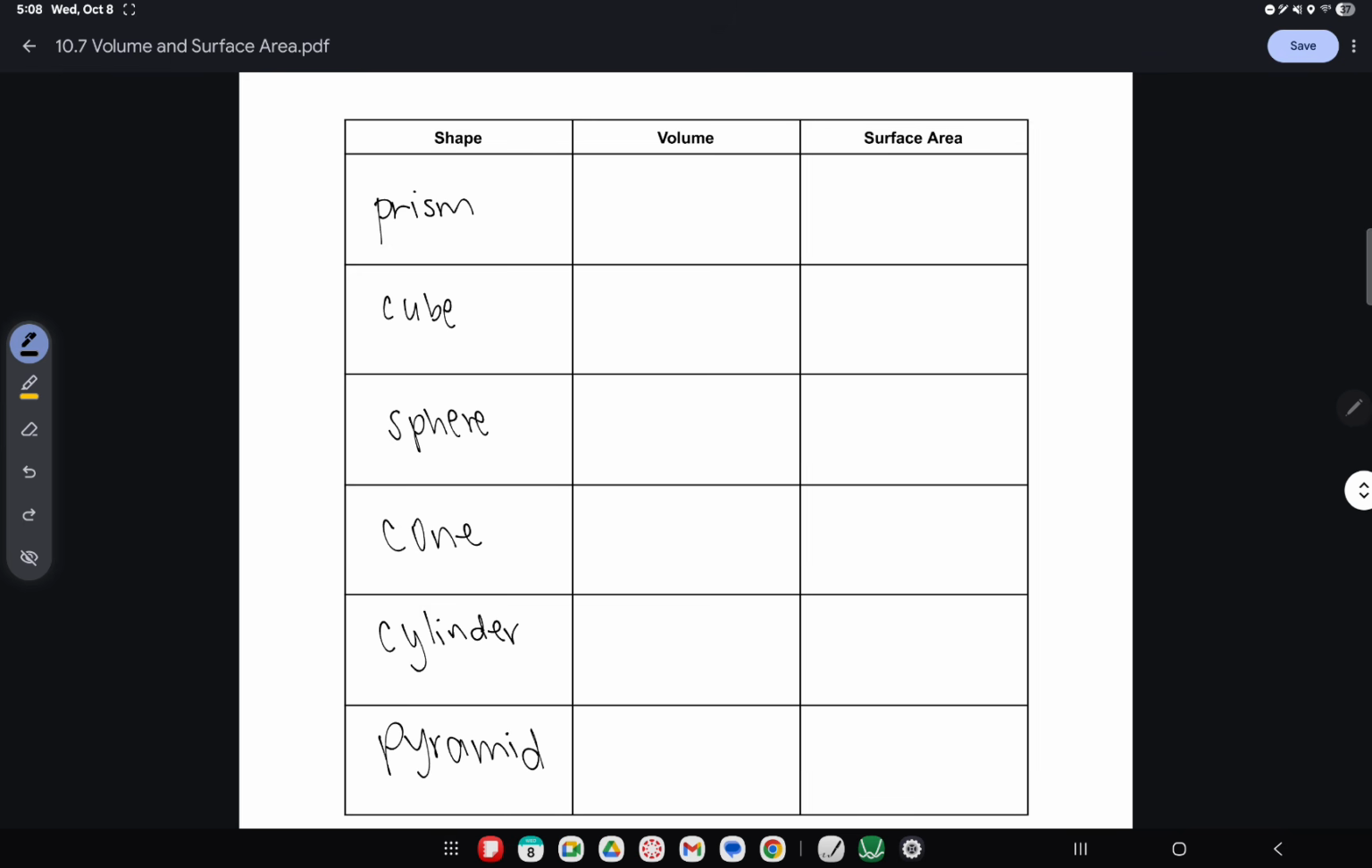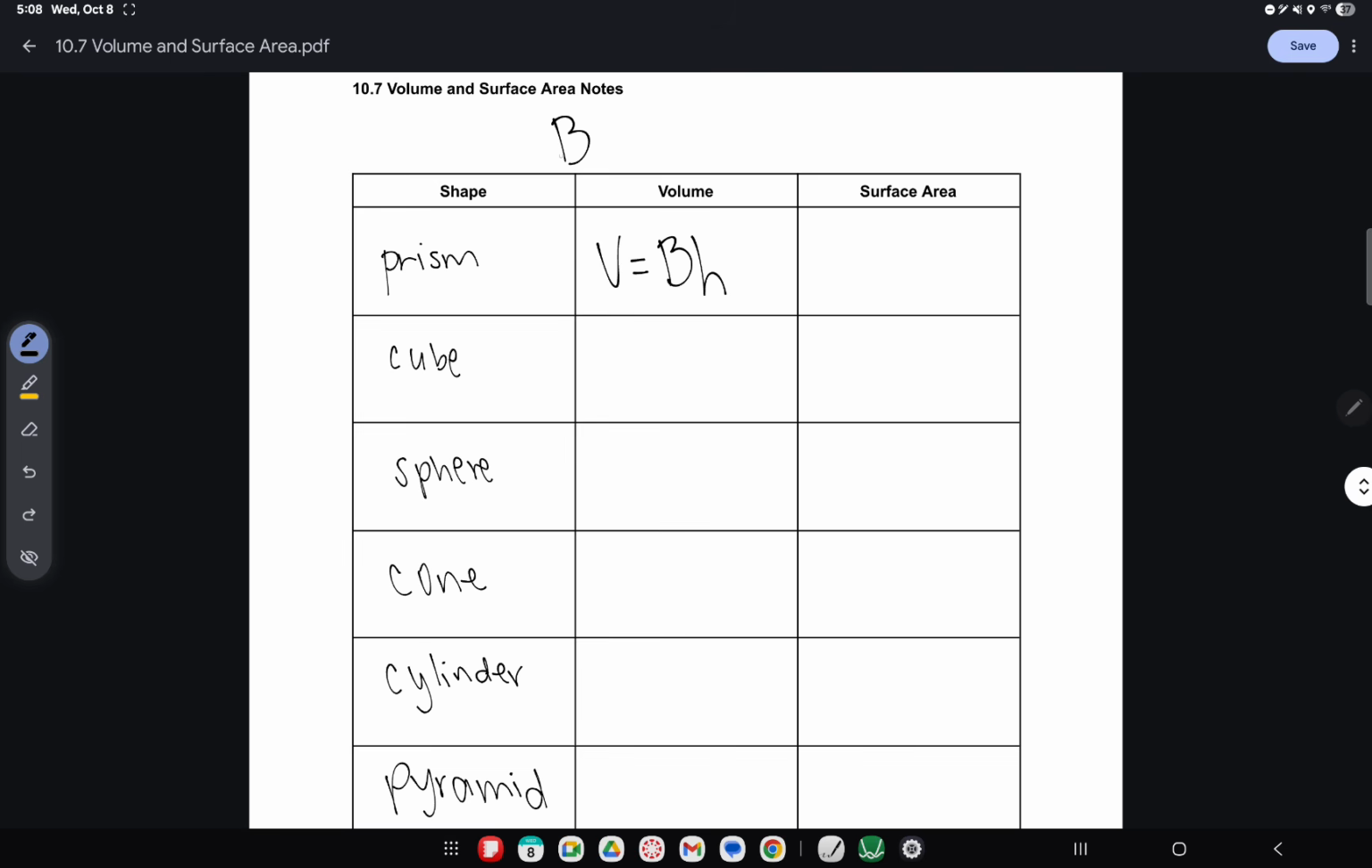So generally, for prisms, the volume is going to be big B times H, where big B is the area of the base. So if you have a triangular prism, then the base is a triangle. So we do the area of the triangle times the height.